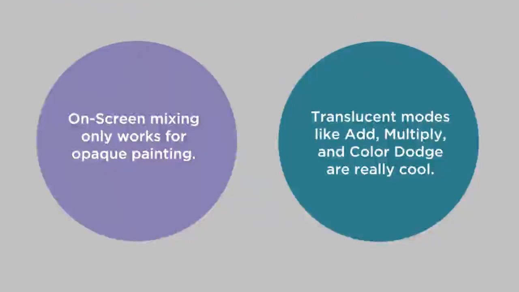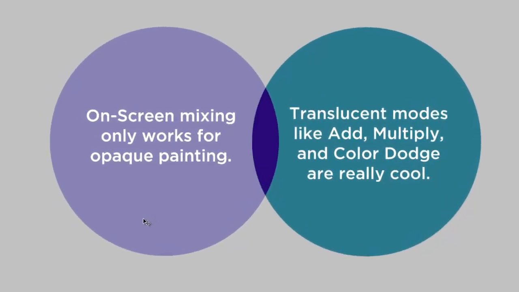So we're left with a conflict. On one hand, we can say that on-screen mixing only works for opaque painting, and we like mixing, so maybe that suggests an opaque-only workflow. But then on the other hand, I can say that translucent modes like add, multiply, and color dodge are really cool, so maybe we shouldn't work with opaques at all. Well, I've found that these disparate workflows can actually meet nicely in the middle if you know how to plan for it.